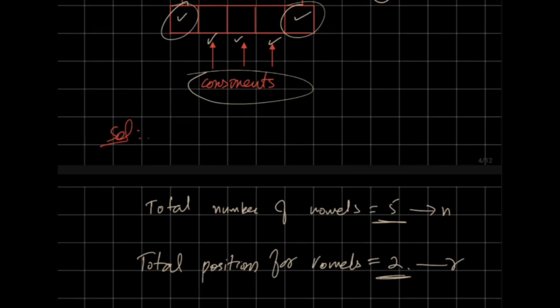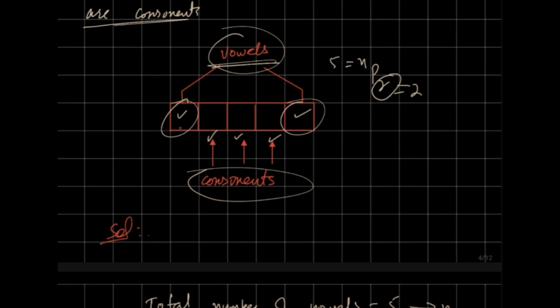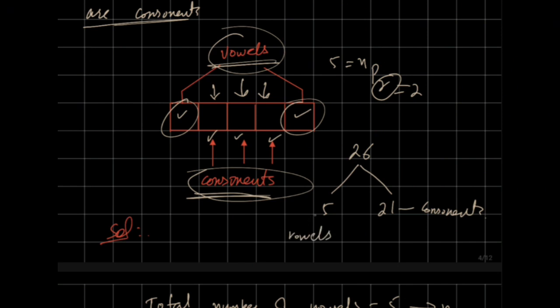Now, what's next? We have filled the first and last positions. Now, these 3 positions are left. For these 3 positions, we have to use only consonants. Total English alphabets are 26. 5 of them are vowels. And how many of them are remaining? They are 21. They are consonants. So 5 of them are vowels, 21 of them are consonants.